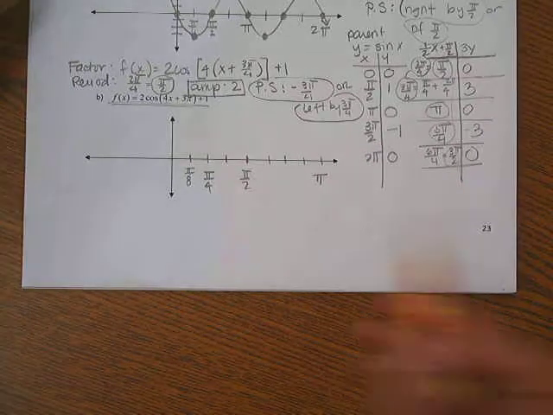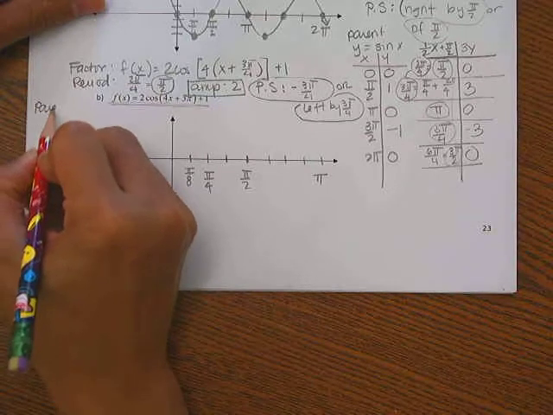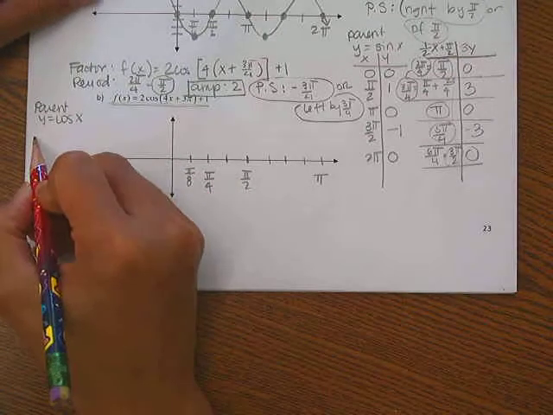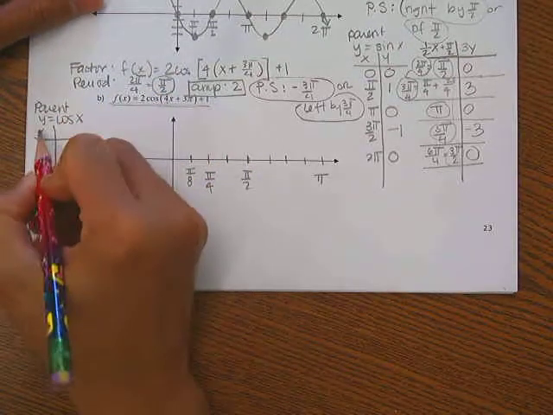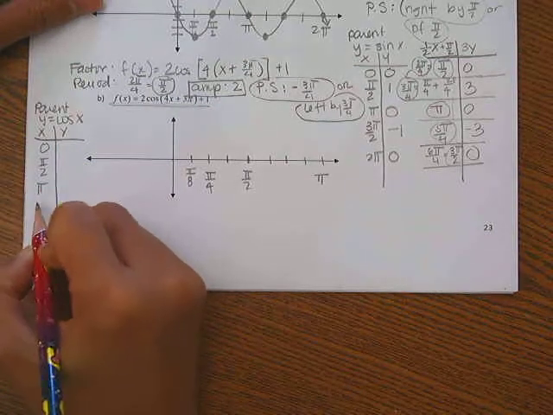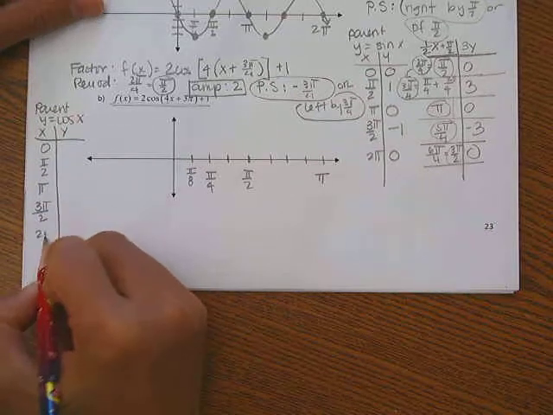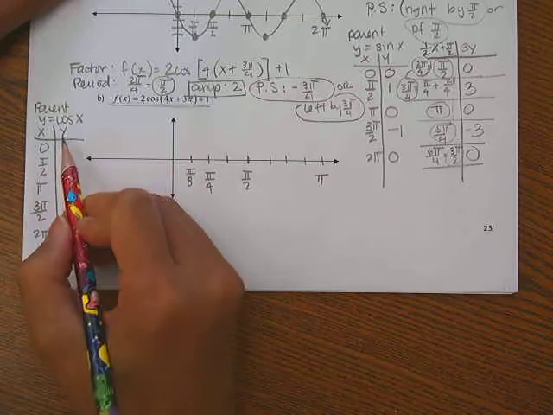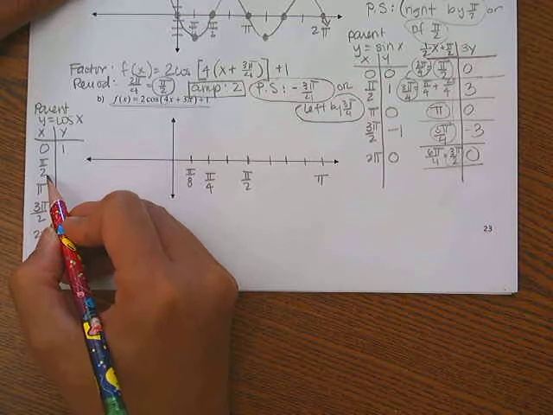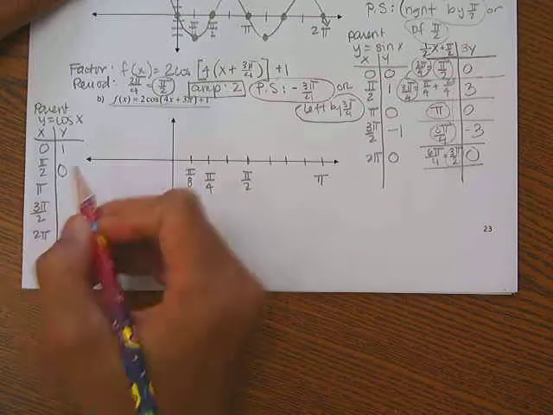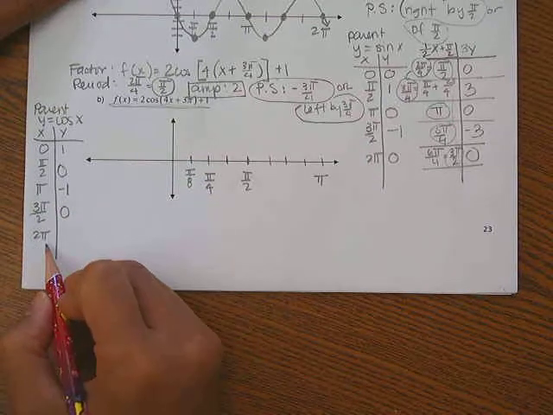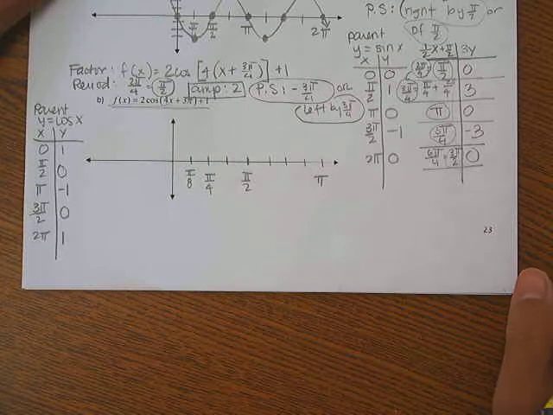Okay, so we have a parent function of y equals cosine of x. Can you guys see that okay? Then let's give my 5 inputs and outputs. Here we go. 0, pi over 2, pi, 3 pi over 2, and 2 pi. So cosine of 0 is going to be 1. Cosine of pi over 2, 0. Cosine of pi, negative 1. Cosine 3 pi over 2, 0. Cosine 2 pi, 1. Alright.